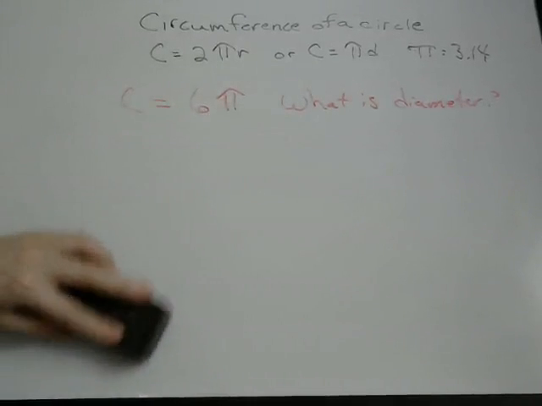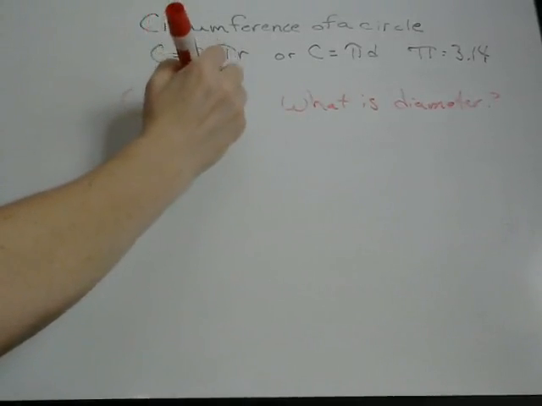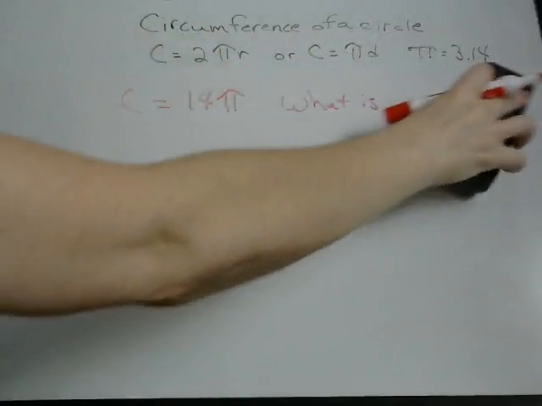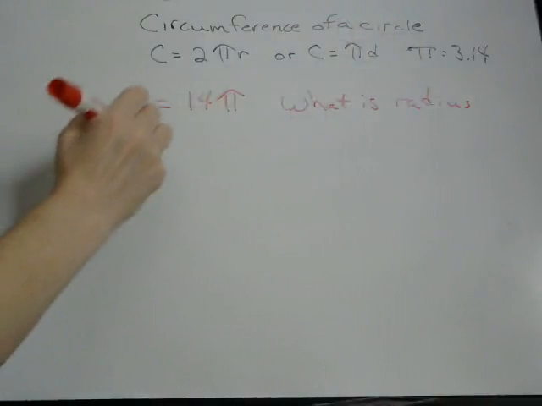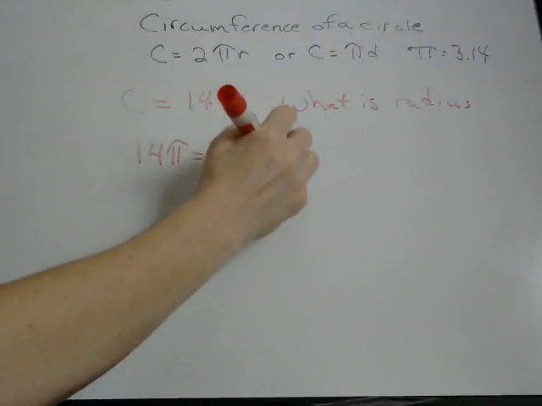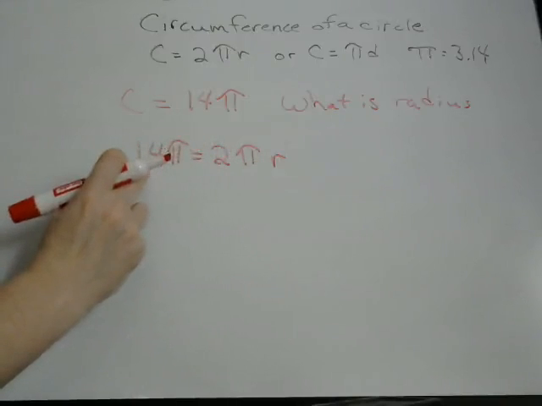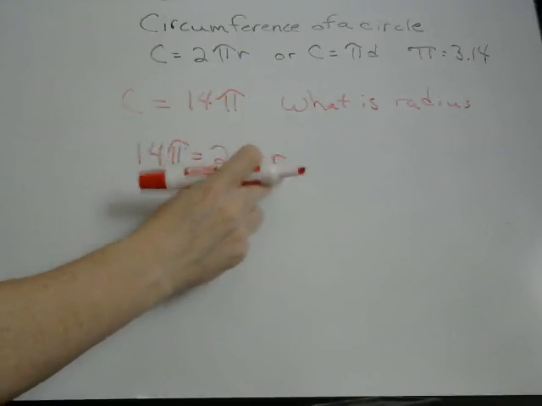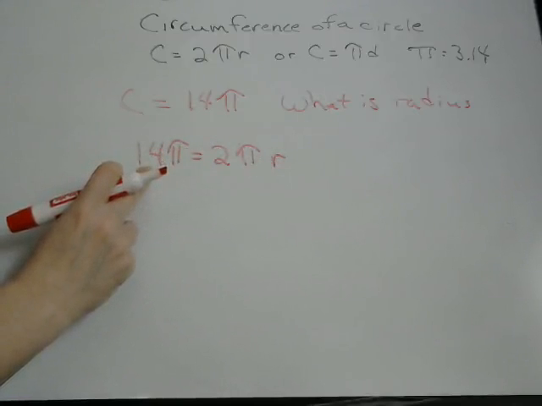Similarly, if they tell you, let's say, circumference equals 14 pi, what is the radius? Again, we have 14 pi equals 2 times pi times the radius. So here you can probably reason this out as well. So 14 times pi equals 2 times pi times what? So 2 times what has to equal 14. So you can intuitively probably figure this out to be 7.